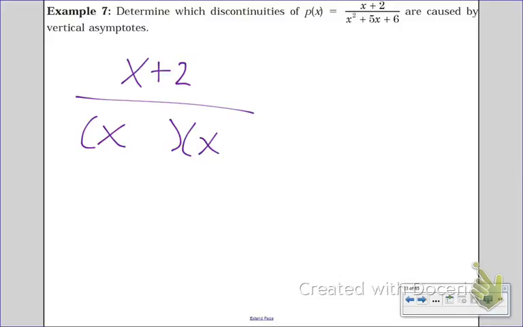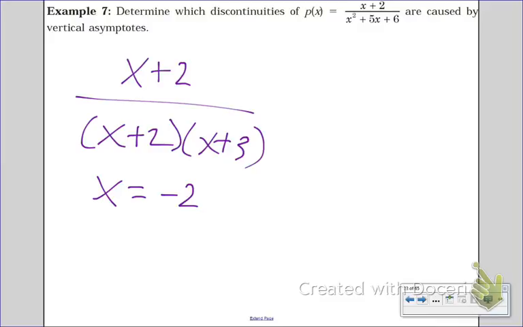It says determine which discontinuities of this are caused by vertical asymptotes. You guys don't necessarily need to write this one down because I think we've done it like 4 times today. Do you remember how to find out if it has a vertical asymptote or a hole? Good. So if we do x plus 2 on the top, and then on the bottom, what does that factor to? X plus 2, x plus 3. So at x equals -2, is that a vertical asymptote?